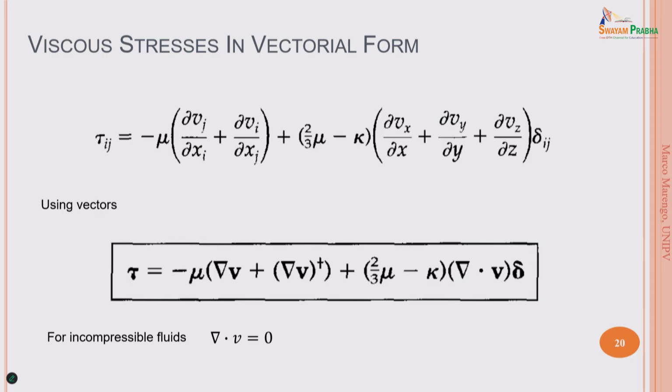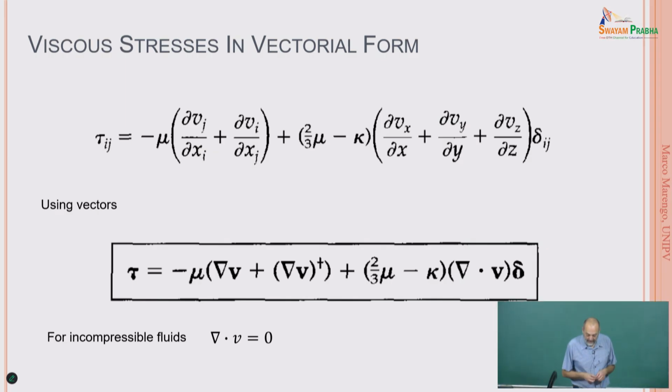So at the end, if you consider now the viscous stresses in the vectorial form, we landed with this equation, okay? And we can use the vectors, and you can write the same equation with vectors. Consider also that for incompressible fluids, we have that nabla dot V is equal to 0. So this part for incompressible fluids is going away. Also it's simplifying a lot, right? So it's not too bad. So this means that these are the viscous stresses in the very general form, also with compressible fluids.